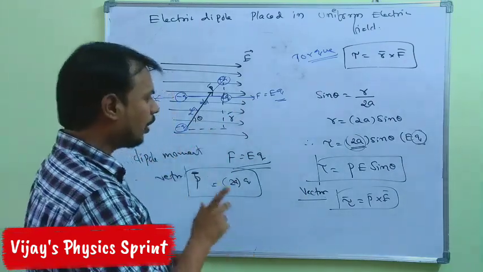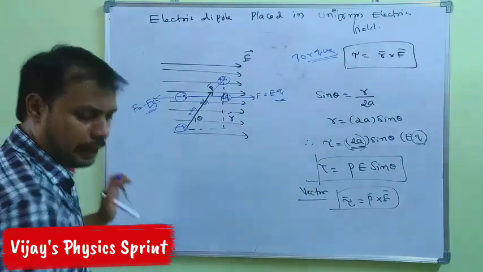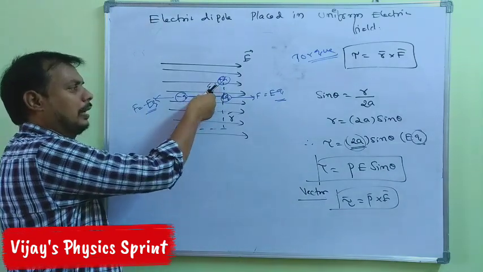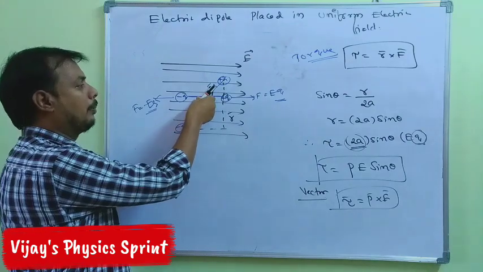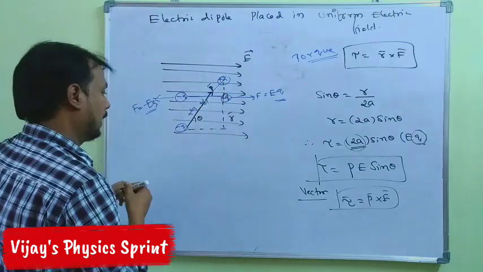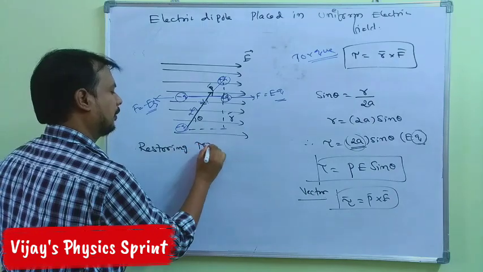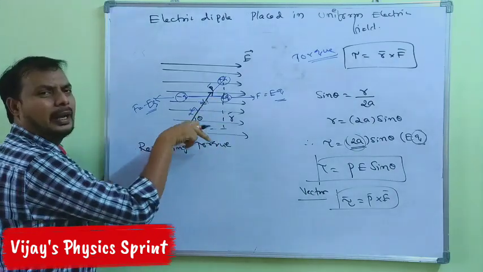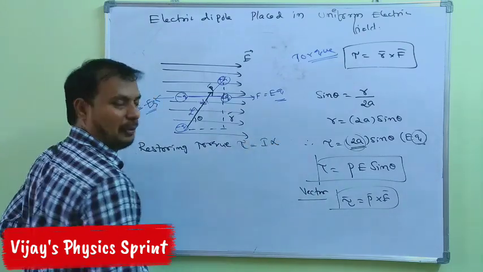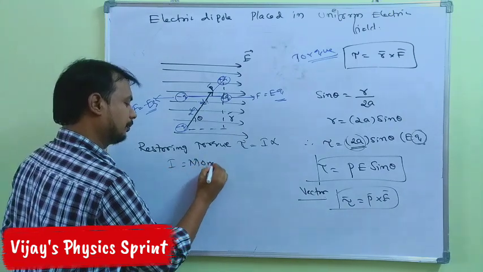So different angles give different torque acting on an electric dipole. Any doubts? No. We discussed torque. This is the initial position; when torque acts, the dipole is deflected like this. When it comes back to the original position, a restoring torque is developed on the electric dipole. What is the restoring torque? It is equal to I alpha, where I is the moment of inertia.